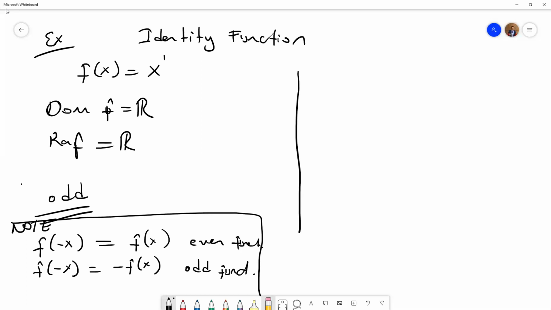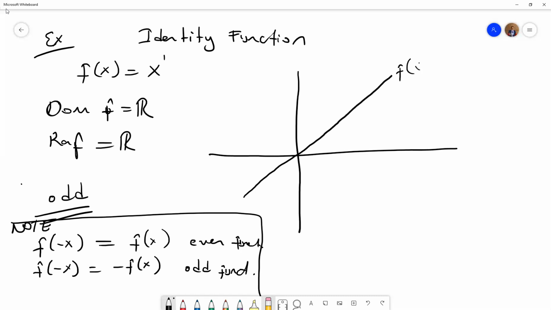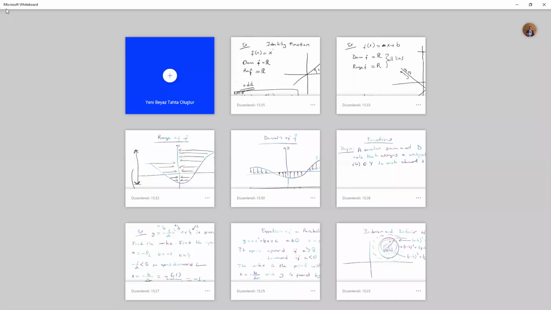Okay. And you know that this line, the identity function line, f(x) is equal to x, is also known as the 45-degree line. Here m is equal to 1 and b is equal to 0. No intercept, but we have a slope 1. Next one.